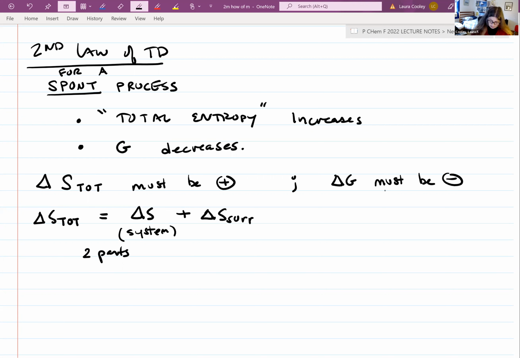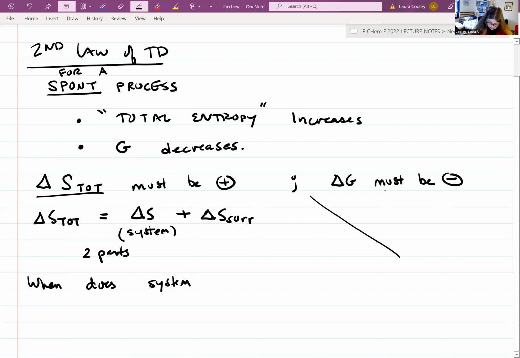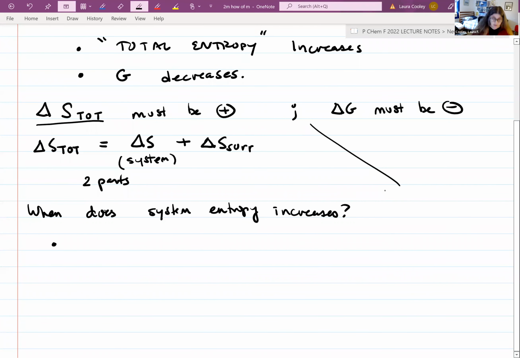So let's first look at it from the point of view of delta S total. I'll get back to this part about delta G, but what I want us to think about now is, when does system entropy increase? In other words, what type of processes? The answer is there's a few different situations, which if I taught you Chem 104, we go over in class. I have a handout on it and everything.